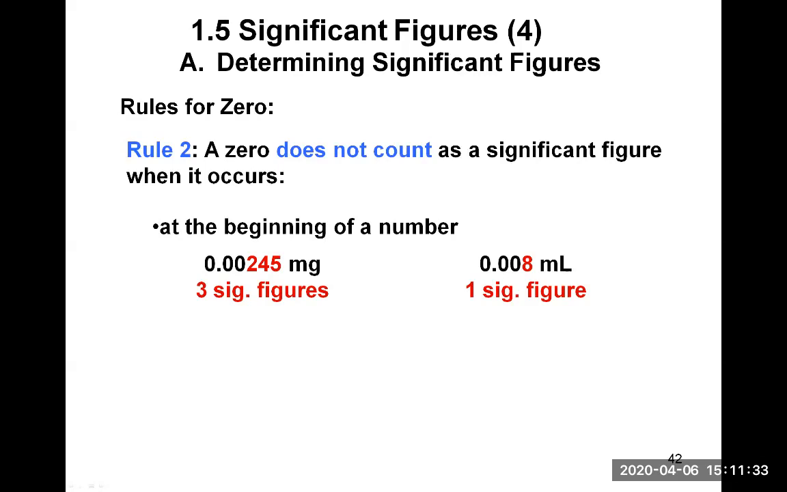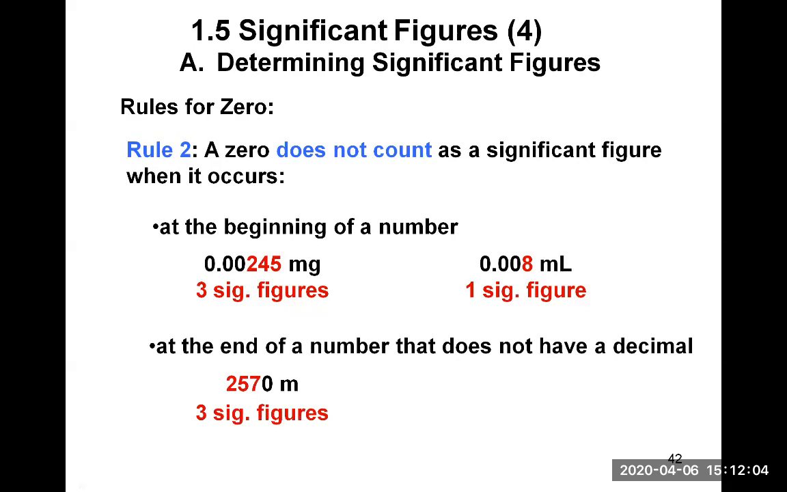In 0.008 milliliters, again, the zeros are not significant. They're only here to show you where the dot is. Going from left to right until you reach a non-zero digit, those zeros do not count. So that number would only have one significant figure, and that would be the 8.